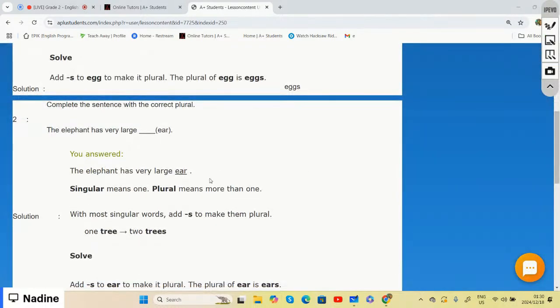All right. The elephant has very large ear. We need to show the plural form of this word ear. What is the plural form of the word ear?